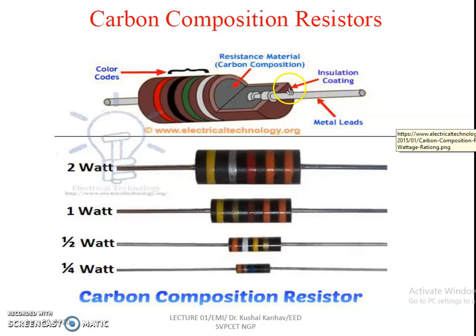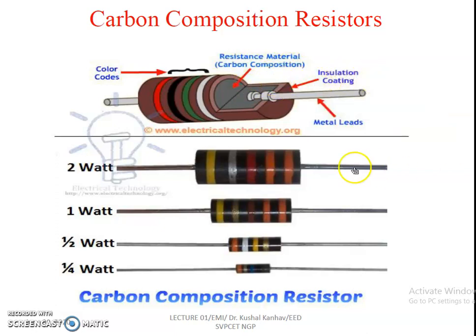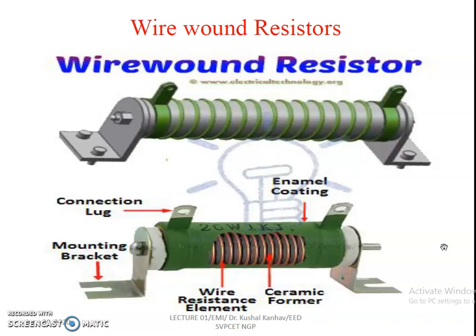There is an insulation coating so that it gets an electrical isolation. And these are the two metal leads that will be used to connect this element in the circuit. So this is all about the carbon composition resistor.